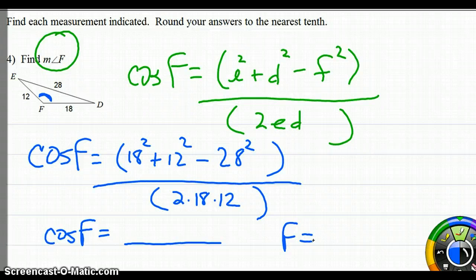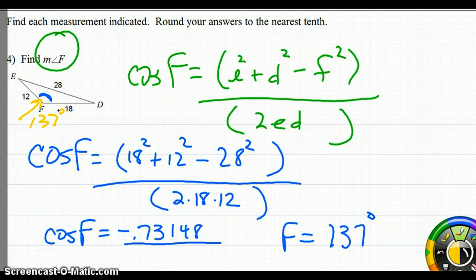So, punch with me. Cosine is going to turn out to be a negative 0.73148. And just take the cosine inverse of that, and angle F should be 137 degrees. So, again, that should make some sense. And why should it make sense? F should be a very big angle because it's across from a very big side.